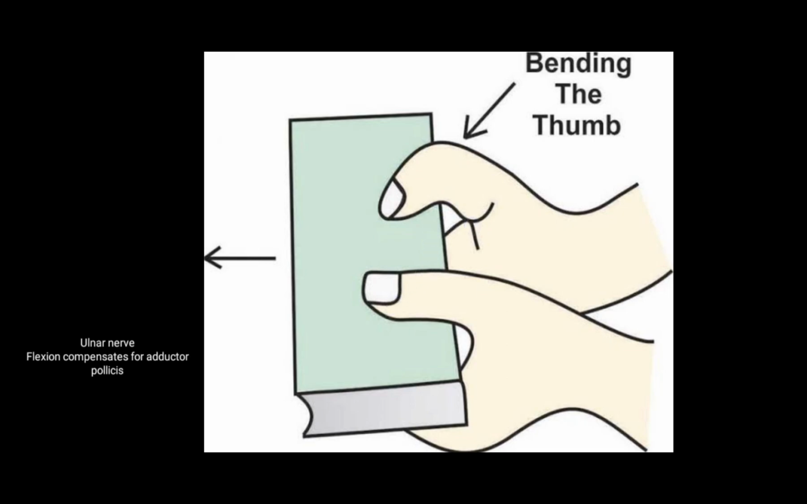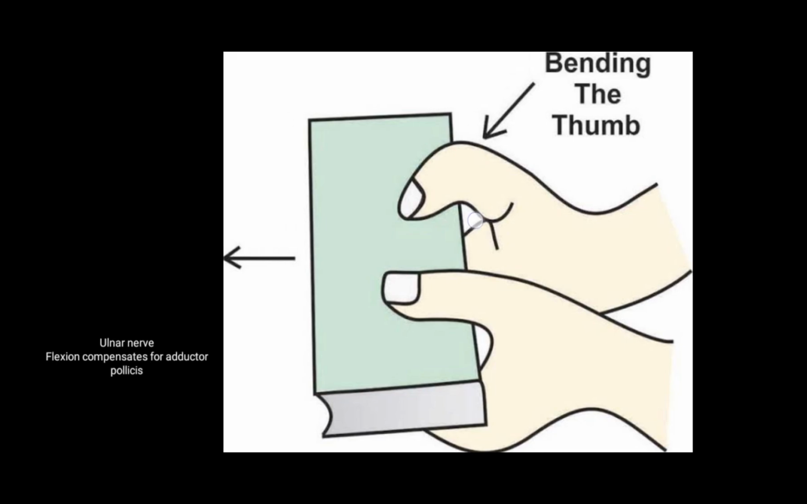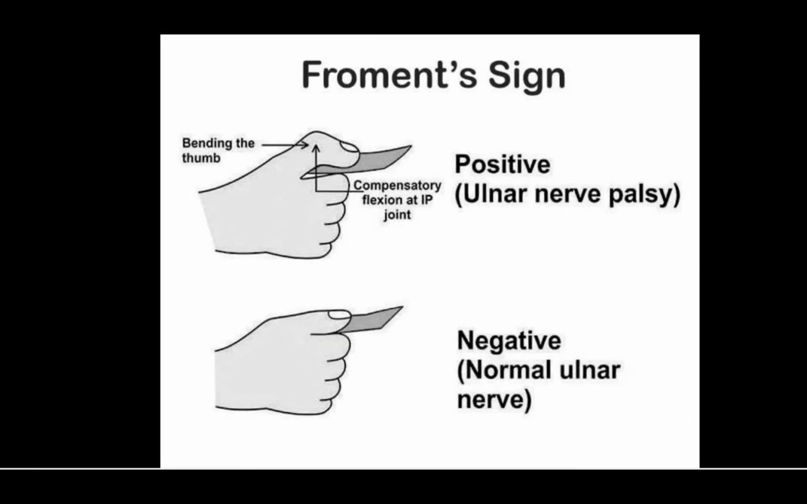Then next we have the figure showing the book test for the ulnar nerve. Here the ulnar nerve is not functioning, so adductor pollicis will not be functioning. If adductor pollicis is not working, then the flexor pollicis will compensate for its action. So in the ulnar nerve we have the book test, and this is demonstrated by flexion of the thumb. Froment sign is also for ulnar nerve palsy. Here also, if bending of the thumb occurs, that is compensatory flexion, then it is ulnar nerve palsy, and if negative, then normal ulnar nerve. Positive Froment is ulnar nerve palsy.